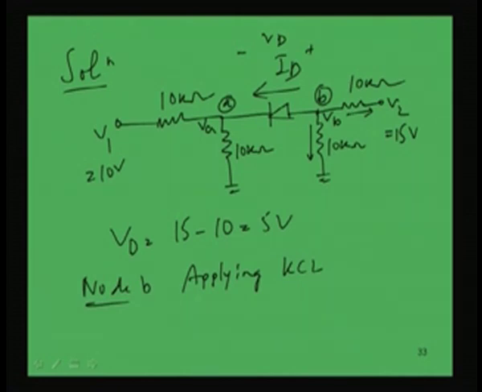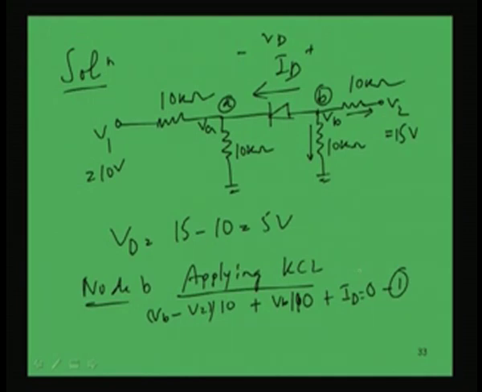So, applying Kirchhoff's law at node B, we write VB minus V2 by 10K. I am just removing K, since all are in kilo ohm order. So I am omitting the K, plus VB by 10 plus ID equal to 0. This is equation number 1.